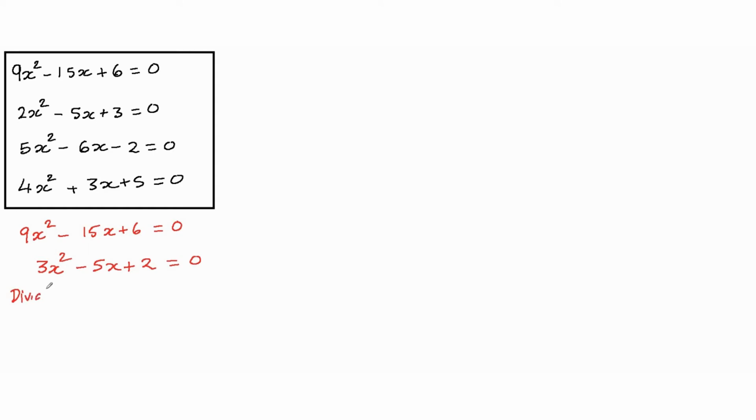So dividing both sides by 3, we get x square minus 5x by 3 plus 2 by 3 is equal to 0, right? So I have divided all the terms by 3. 3x square by 3 gave me x square, 5x by 3 gave me 5x by 3, and 2 divided by 3 gave me 2 by 3. So now I have x square minus 2 into a, and now I should find b, isn't it?